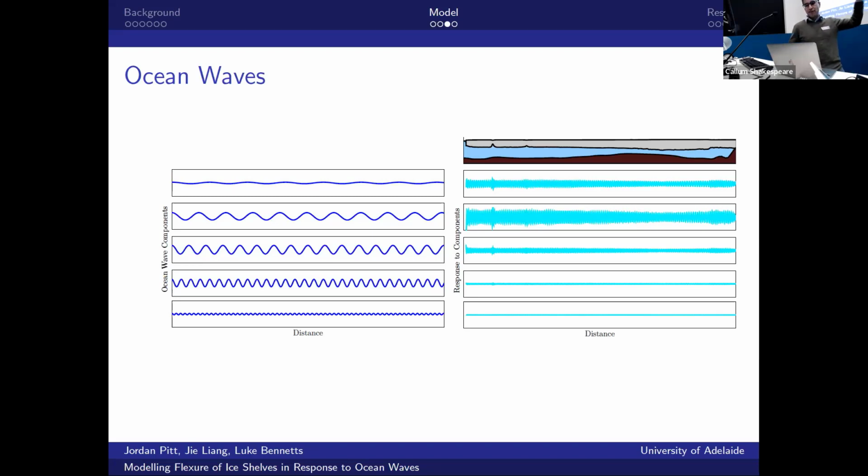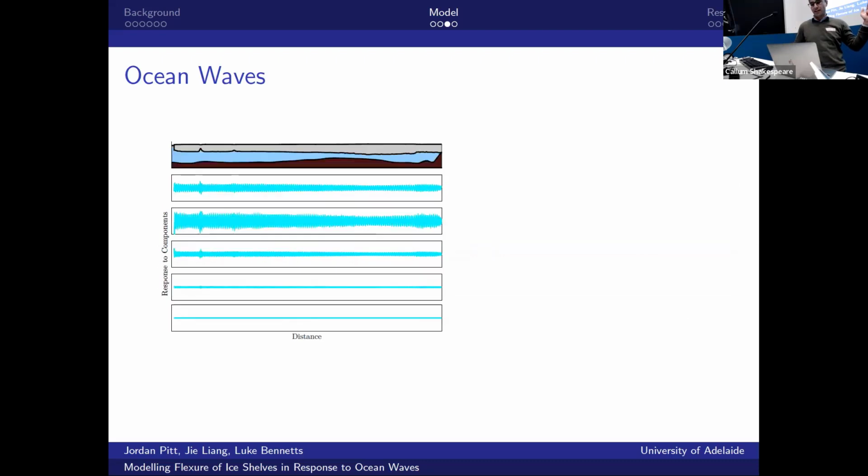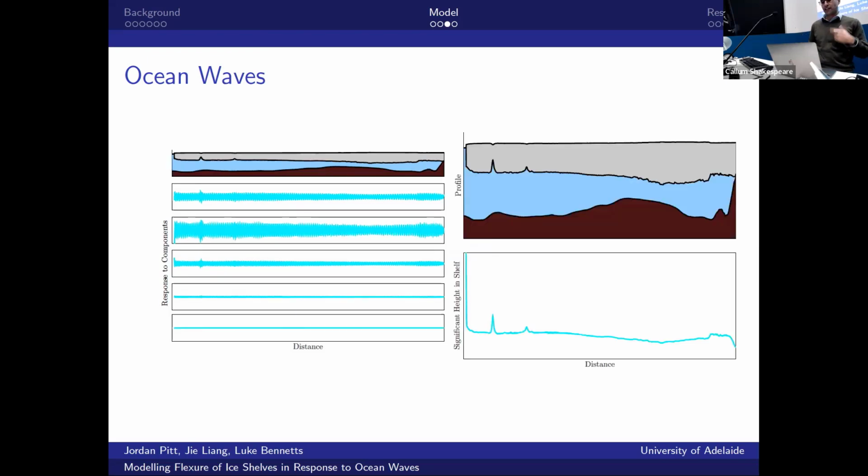But anyway, so we can solve for displacement at each location for the incoming wave components. And then from that, we can get our statistical measure of our significant height over the profile of the shelf. And that looks like this. So we can see we get more displacement at the edge because we have the free edge conditions there.